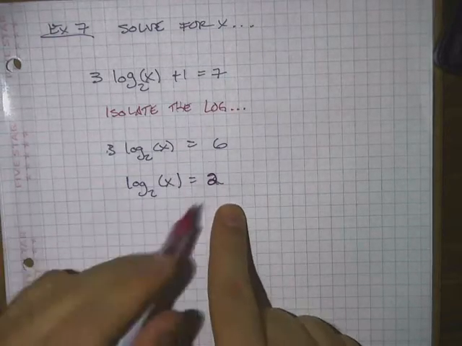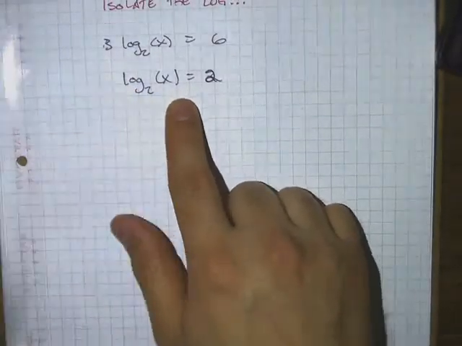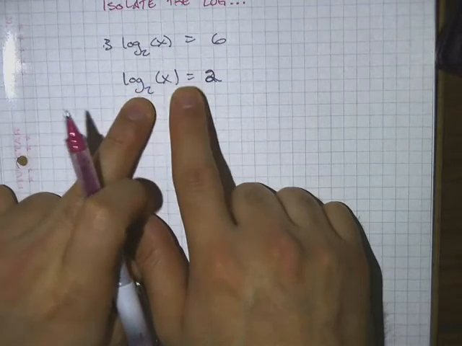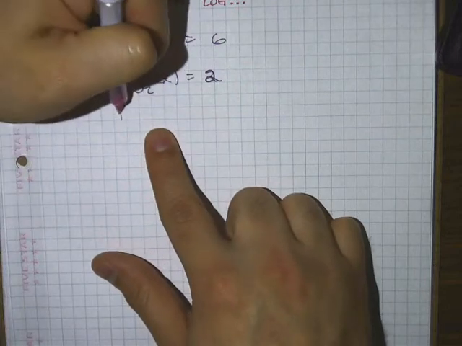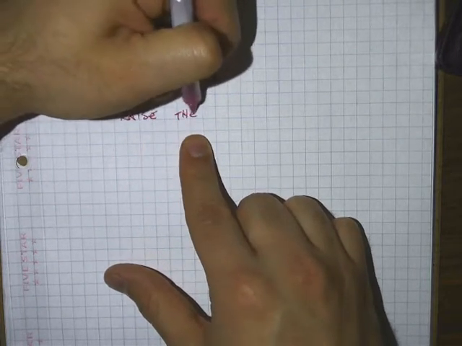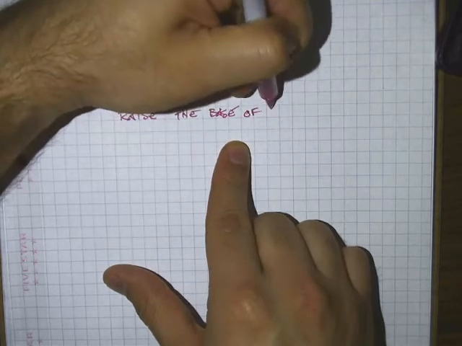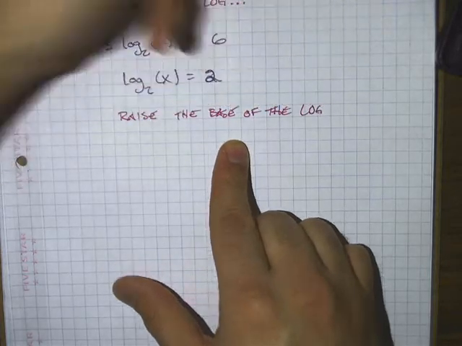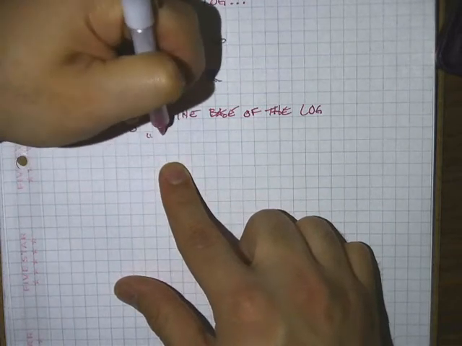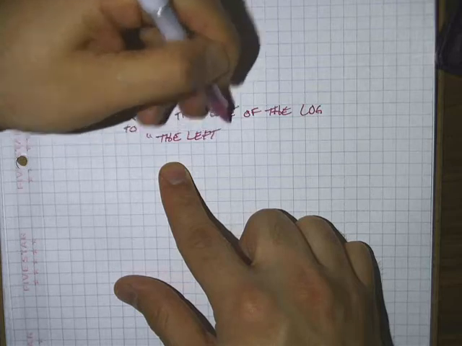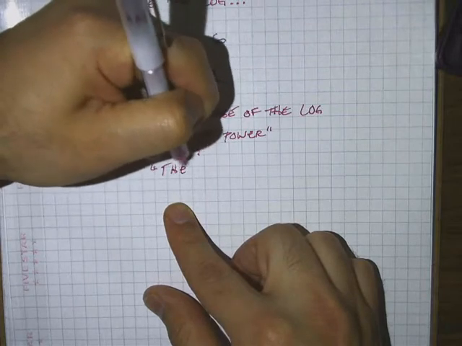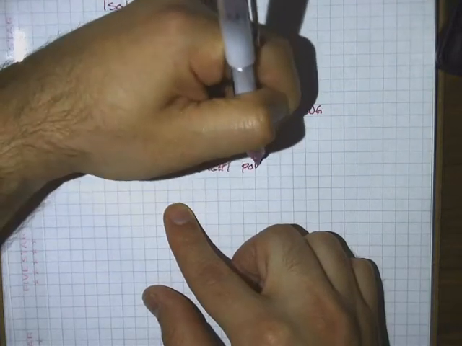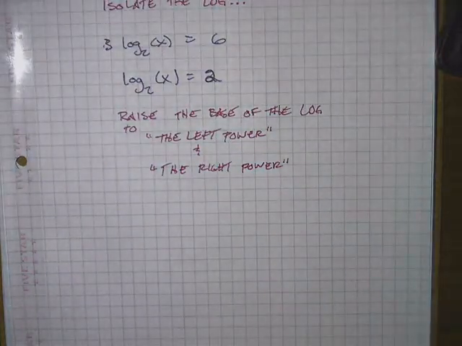So now that we're at this point, this is another place where I've seen a lot of people make mistakes. What do we do here? Well, the thing you have to remember is there's a power rule in the notes I gave you a couple of days ago. In this case, we have to raise the base of the log to what I've been calling the left power and the right power, although technically they're both right because they're correct.